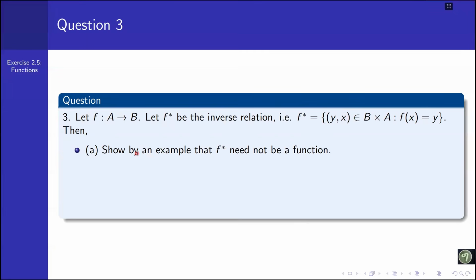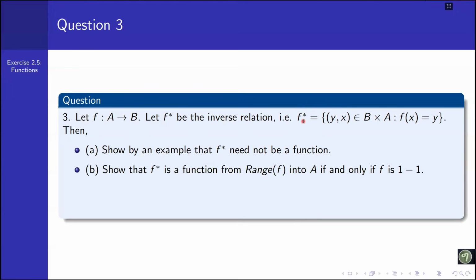We are asked, by showing or simply considering an example, just to show that f star need not be a function. የዚህ ኢንቨርሱ በኤግዛምፕል ኤፍ ስታር ፋንክሽን ላይሆን እንደሚችል ወይም ደግሞ መሆኑ የግድ አለመሆኑን በኤግዛምፕል ጀስቲፋይ ማድረግ። ሁለተኛው we are also asked just to show that f star is a function from range of f into A if and only if f is one-to-one correspondence or simply one-to-one.